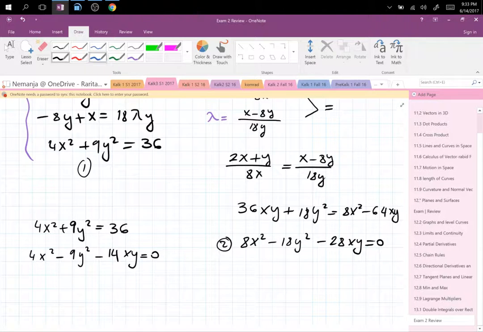So, how would you solve the system now? How would you solve the system? It will not get rid of one variable, because we have this xy term right here.